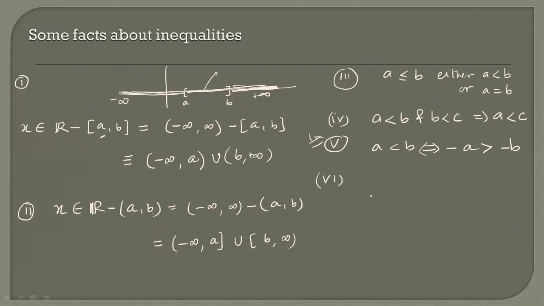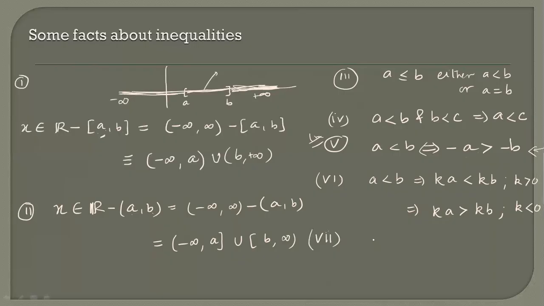Sixth property is, if a less than b and you multiply by any positive constant k, then ka will be less than kb, provided k is any positive constant. And if you are multiplying with a negative constant, then ka will be greater than kb if k is negative. We are using property number 5 here. If you put k equal to -1, you will get the same result.